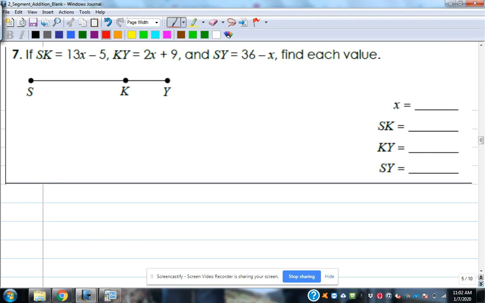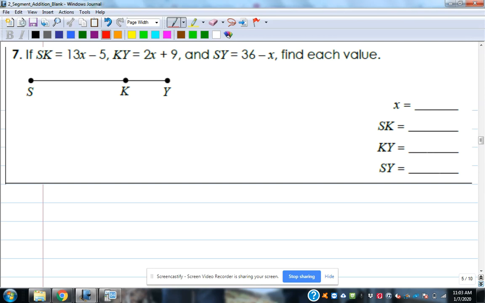A little bit more lengthy problem here, just because you got to find each individual piece with this one, but that's just part of geometry. A lot of times they want you to take a diagram and solve the entire thing. And then this one, they don't put the parts on the picture, so you've got to be careful about where you put things. So if SK is 13x minus 5 and KY is 2x plus 9 and SY is 36 minus x, find each value.